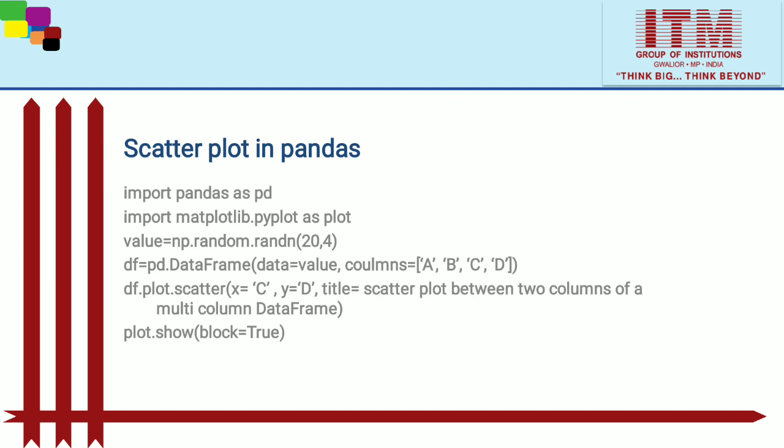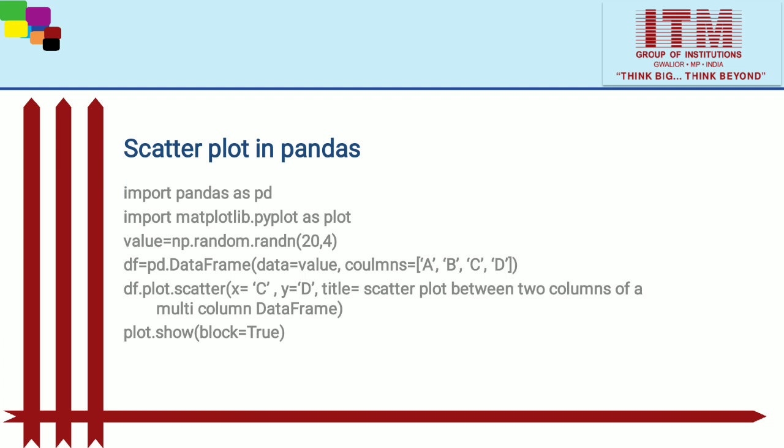In the columns we have a list, and in that list we have a, b, c, d. These are the names of the columns. So in the DataFrame we have data equal to value, and we have columns.